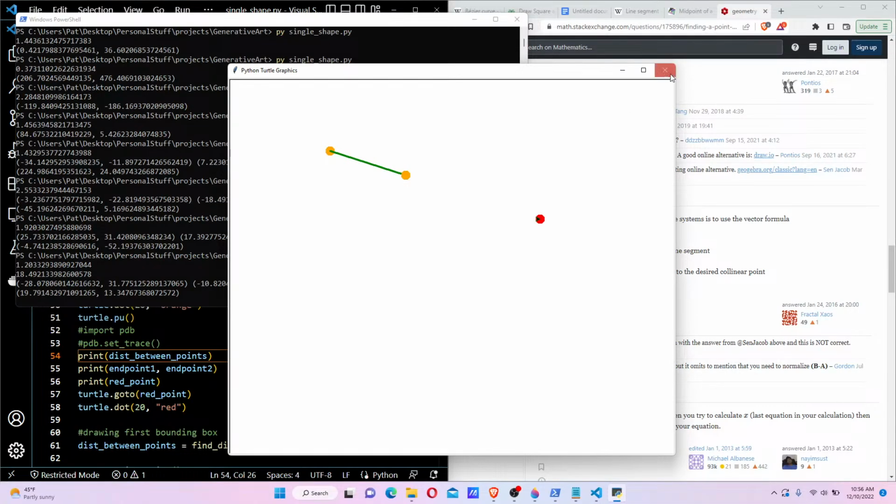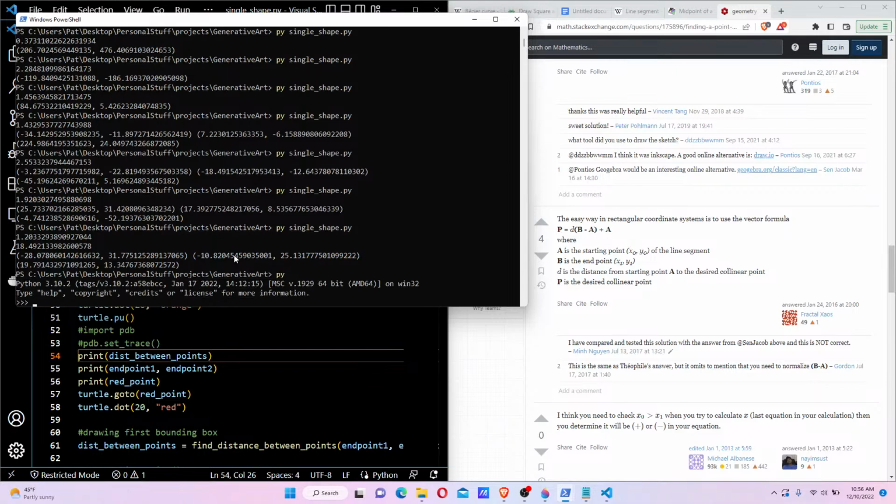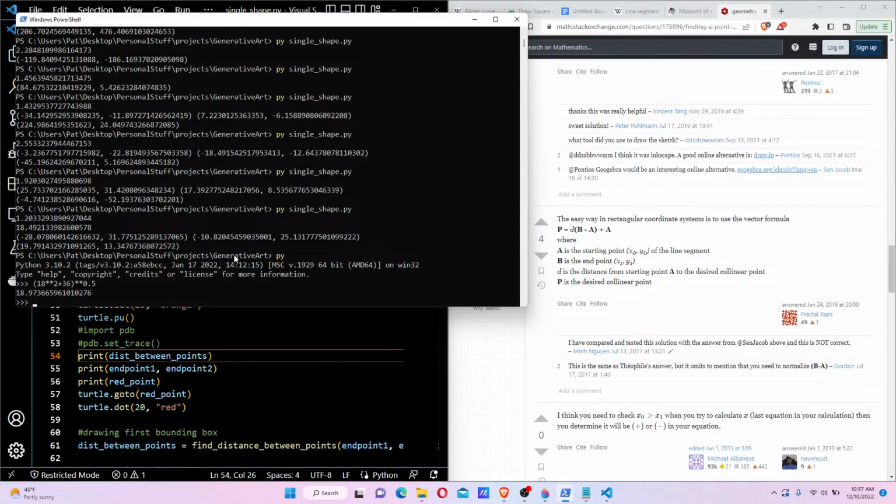So 18 minus 28 minus 1, so 18. So do 18 squared, 0.5. Then inside goes 18 squared plus 13.3. Oh, no. 31 minus 25 plus 6 squared, so 36. Should be a distance of 18. So the distance is correct.